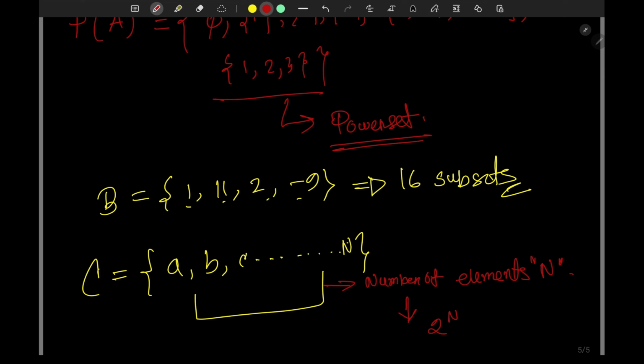So this is all we had to say about Venn diagrams, and I realized that I missed mentioning power sets and proper subsets and improper subsets. So that's why I tried to cover them today.